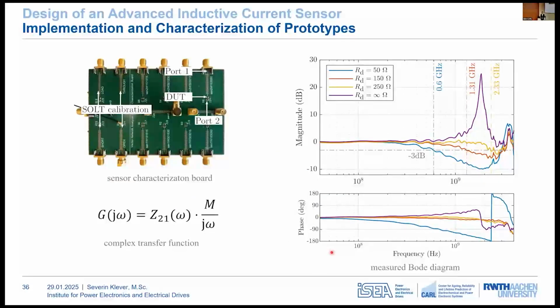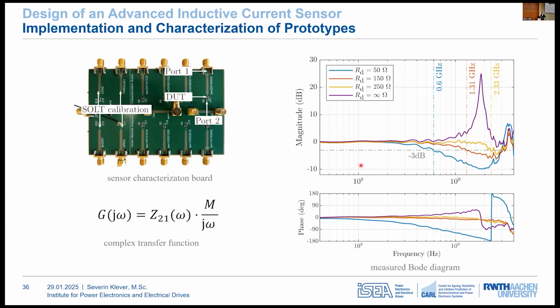Afterwards, I implemented a prototype of this design to measure its transfer function. And using a characterization board, it's possible to de-embed the sensor from the network analyzer measurement the same way it was done for the shunt resistor I showed you before. The transfer function in this case is derived by integrating the Z21 network parameter in the frequency domain due to the dI/dt dependence of the law of induction.